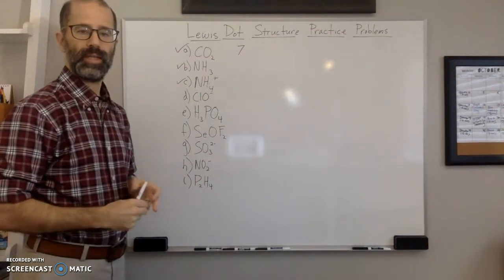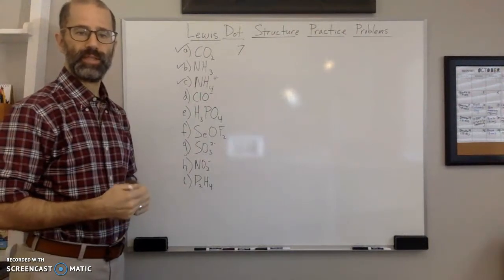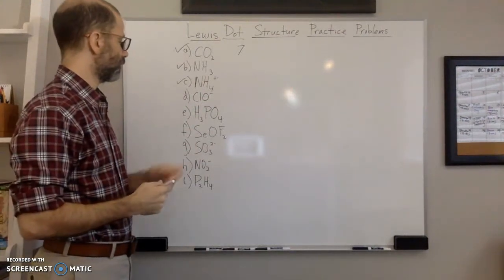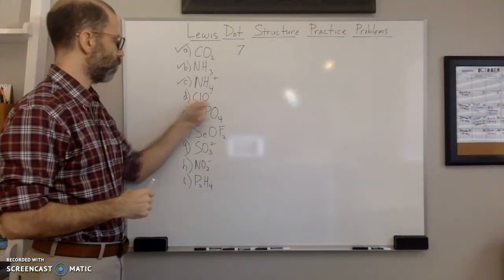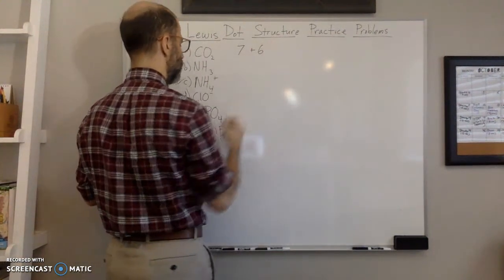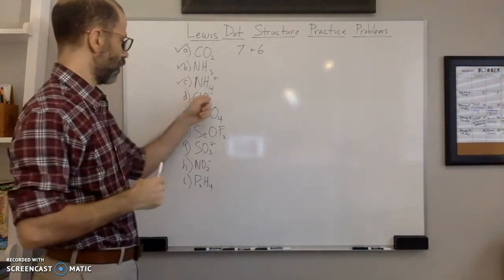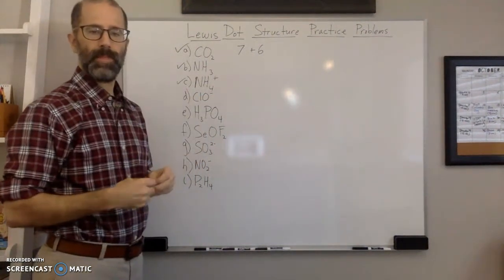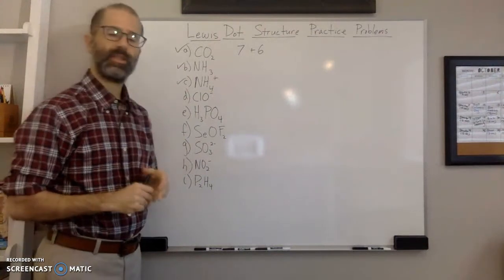Oxygen is in group 6, so therefore it has 6 valence electrons. And we only have one each, so it's going to be plus 6. And then we have this charge here that we have to take care of. So it's a -1 charge.